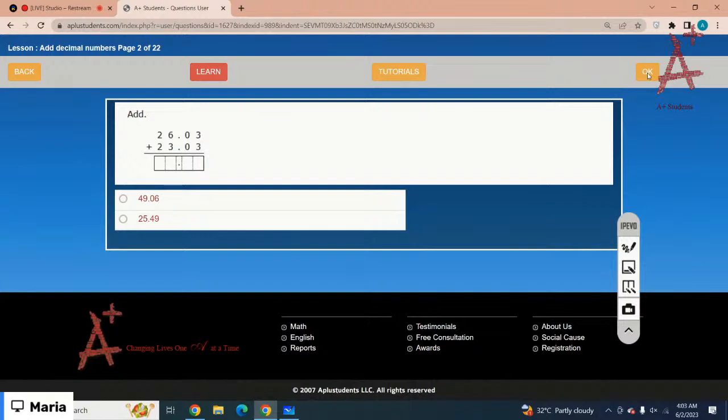Okay, so let's just add 26.03 plus 23.03. Start adding from the rightmost digit. The rightmost is 3 plus 3, so 3 plus 3 makes 6. 0 plus 0 is 0. Then you have 6 plus 3, which makes 9. Then you have 2 plus 2, that makes 4. So that means the correct option is 49.06. Option number 1 is the correct option.